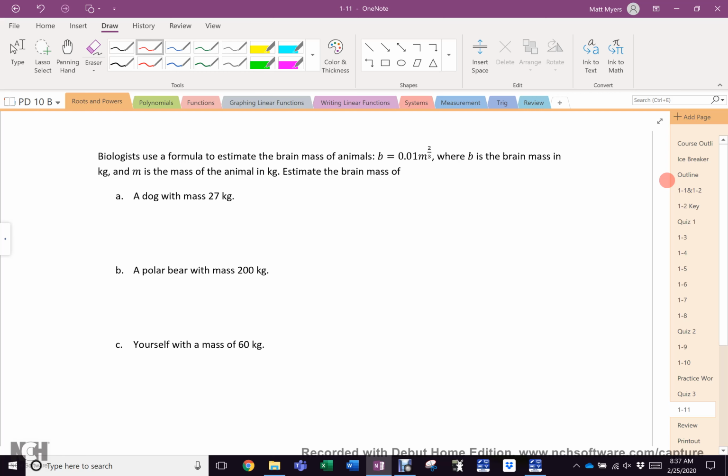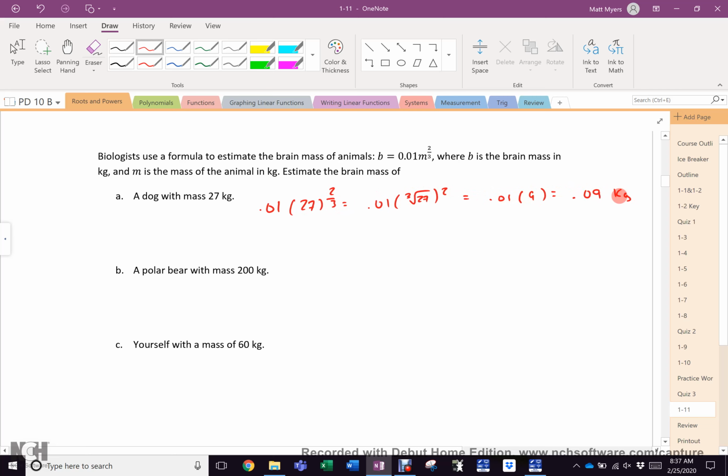Roman? You just do the cube root of 27. Right. 27 has a cube root, so we can do this one, can't we? Yeah. So it would be 0.01 times 27 to the 2/3, which would be 0.01 times the cubed root of 27 squared, which would be 0.01 times what? 3. 3 squared, which is? 9. So it would be 0.09 kilos.